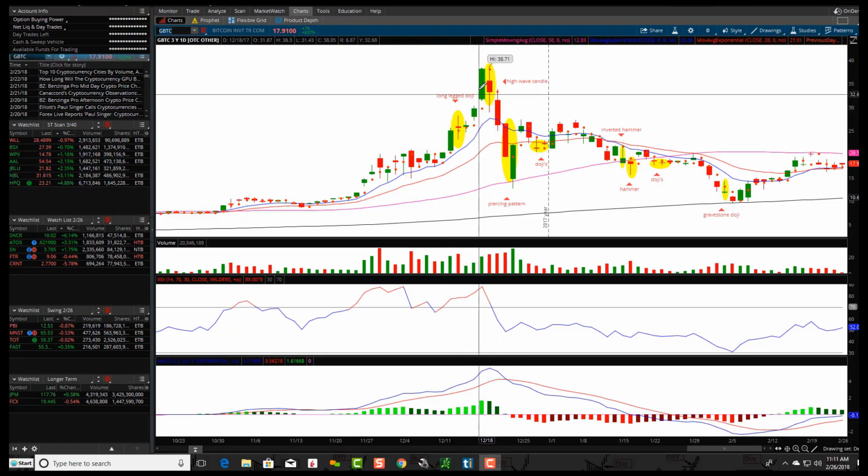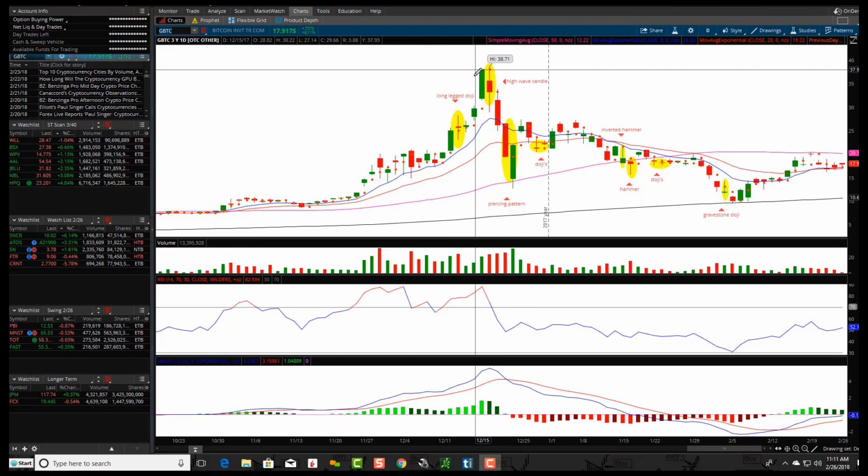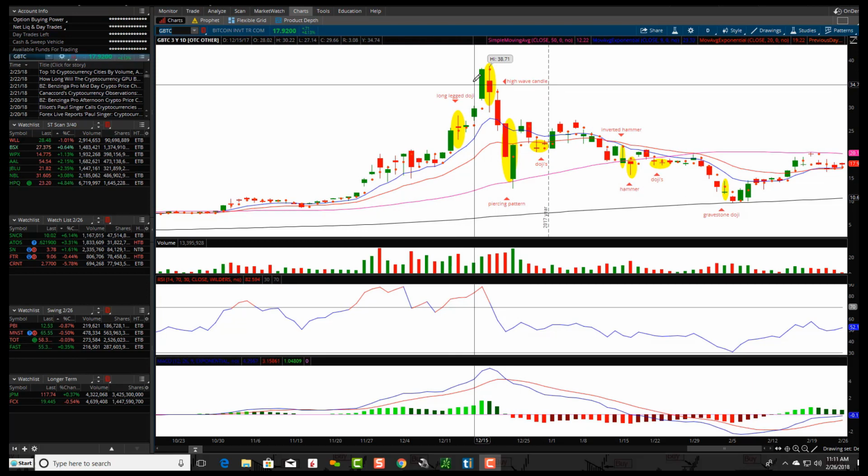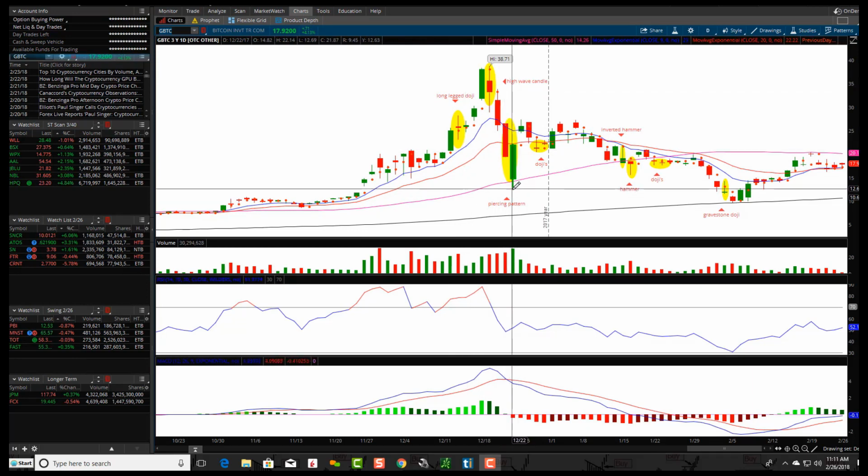So open at the bottom of the real body, close at the top of the real body, and then the upper wicks or the upper shadows or the lower shadows or lower wicks, whatever you want to call them, are the highs and the lows of the day. And as you can see on a chart, it's just a constant battle of the bulls and the bears, right?